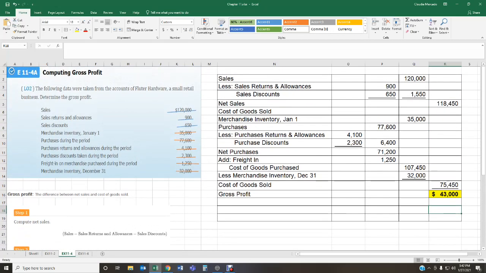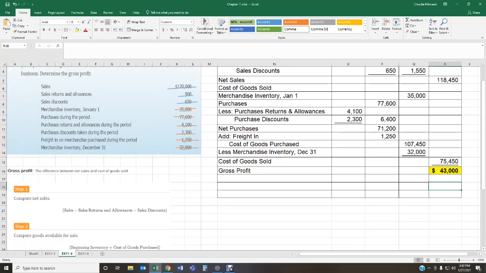So just remember, on the sales, you're going to get your sales, subtract your sales returns and allowances and sales discounts to get your net sales. For your cost of goods sold component, you have to get your beginning inventory, add any purchases, subtract any purchase returns and allowances and any purchase discounts, and get your net purchases. After you get your net purchases, if there's any freight that you paid for moving the merchandise, you have to add that as well as a cost. And then you're able to calculate your cost of goods purchased.